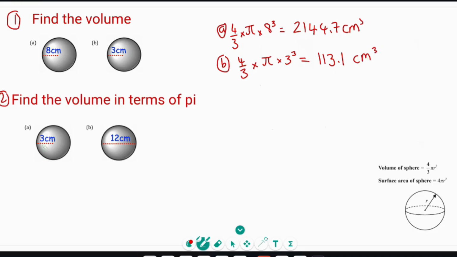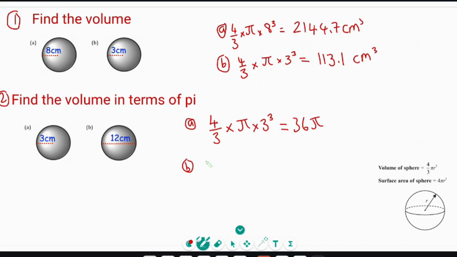We find the volume in terms of pi. So if I just substitute the values into the formula first, we have 4/3 times pi times 3 cubed. Now, some calculators, if you put that formula in, your calculator will give you the answer in terms of pi. If not, just ignore the pi and type in 4/3 times 3 cubed. And we get 36. Bring back the pi, 36 pi.